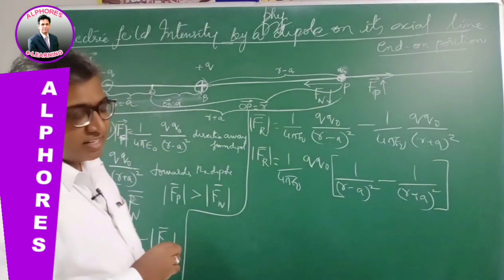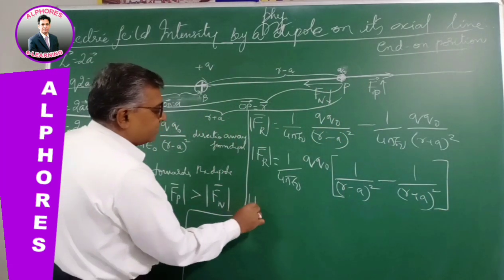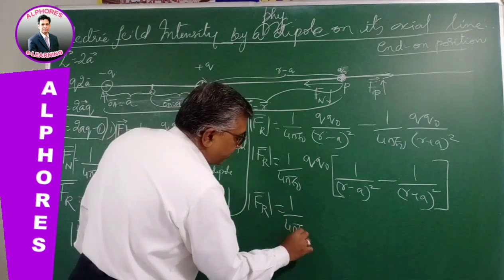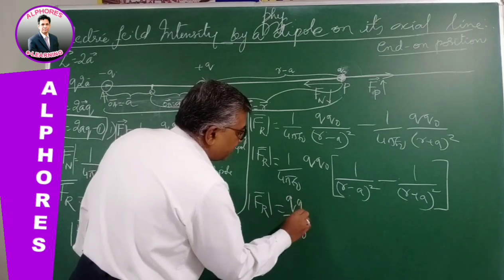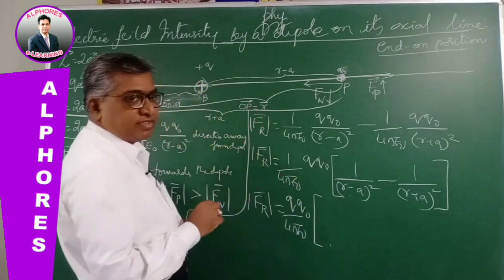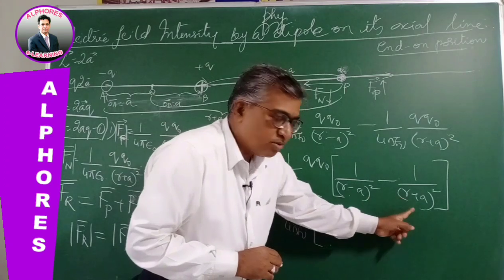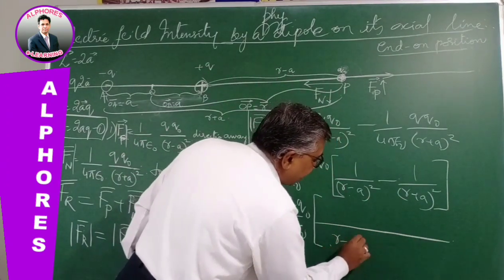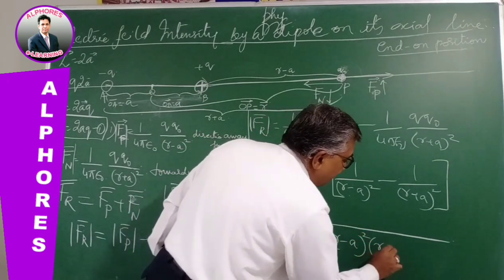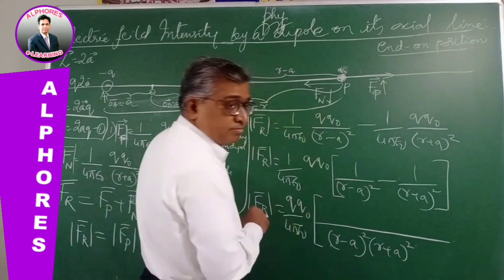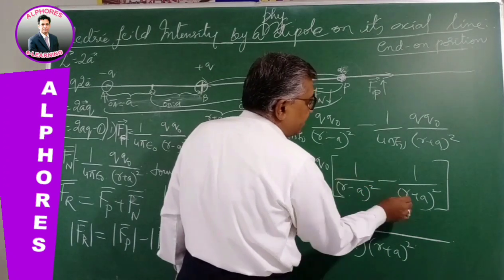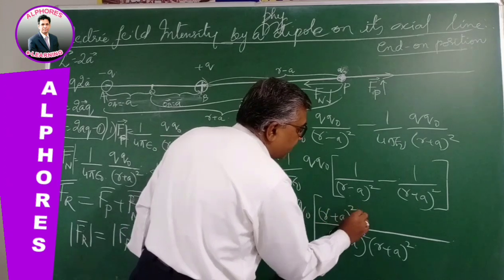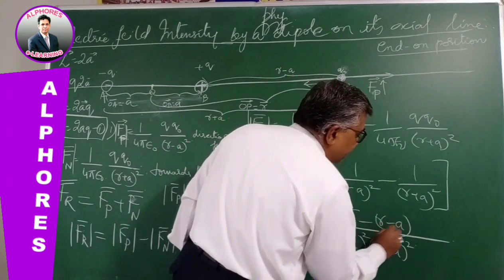This is the resultant, right? Let us simplify. Let us apply mathematics and simplify. 1 by 4 pi epsilon naught, it's q naught bracket, taking the LCM, r minus a whole square, r plus a whole square. LCM is r minus a whole square times r plus a whole square. Now while taking the LCM, we have to take this term here and that term there. So it's r plus a whole square minus r minus a whole square.